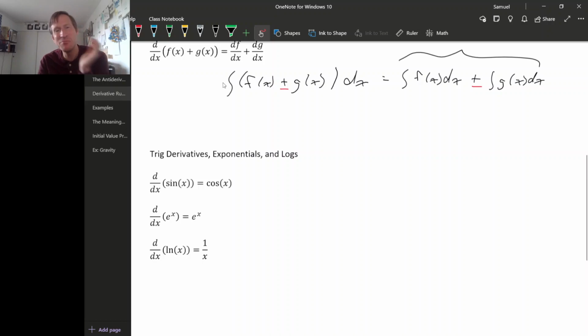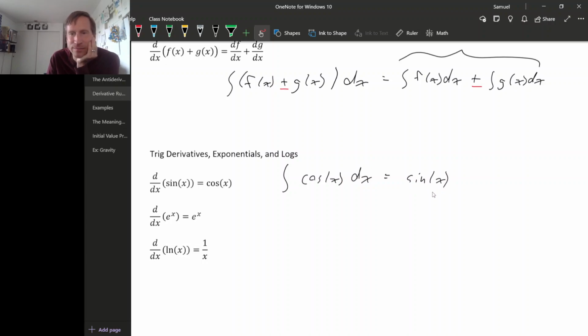Of course, we have many more derivative rules than just these, but each of them gives you an antiderivative rule. So, for example, the derivative of sine is cosine. That means the antiderivative of cosine is sine plus a constant, right? The derivative of e to the x is e to the x. That means the antiderivative of e to the x is e to the x plus a constant.